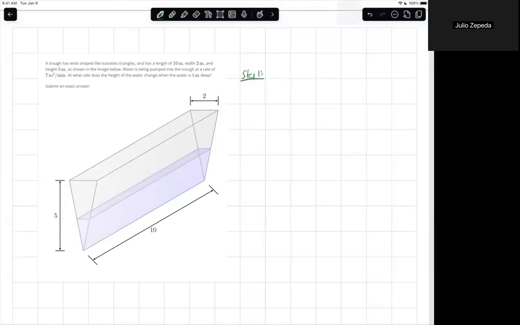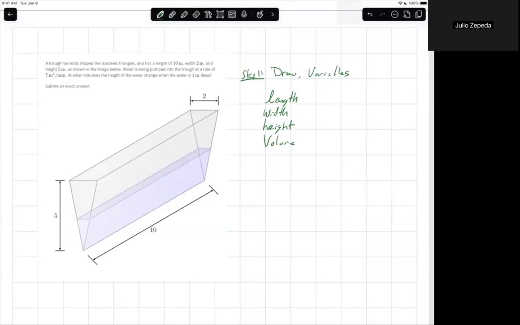What does step number one say? It says assign symbols to all variables involved in the problem and draw a figure if applicable. The drawing is already taken care of for us, so draw and then variables. Let's talk about the variables for a little bit here. There's definitely a length, there is a width, a height, and then there's a volume, the volume of the water.